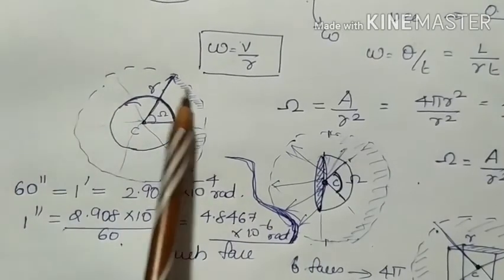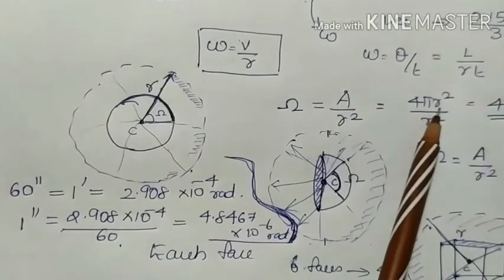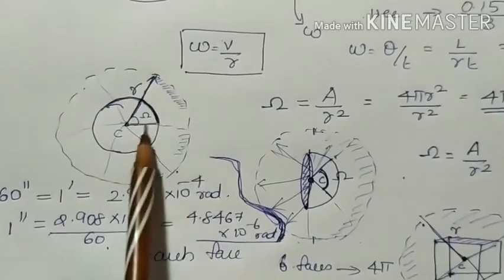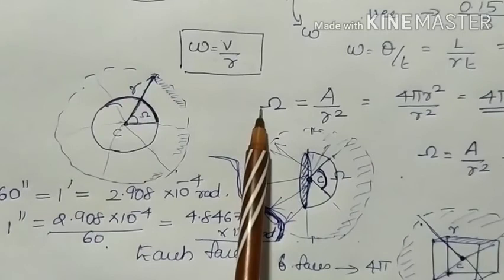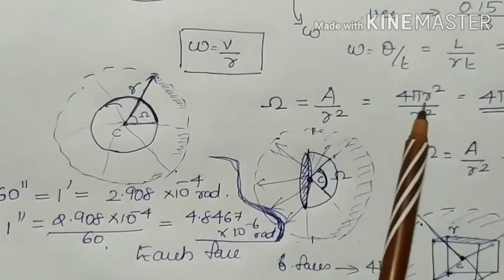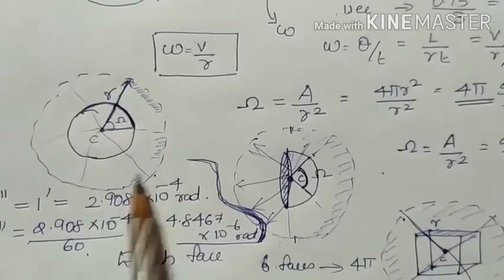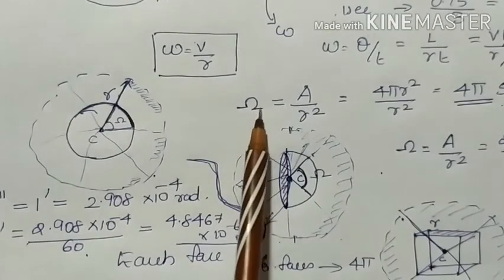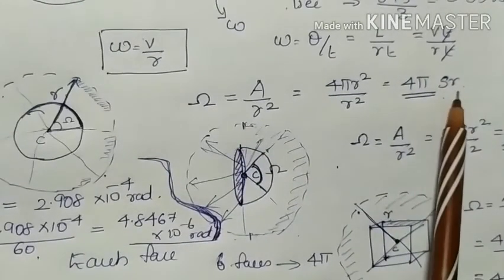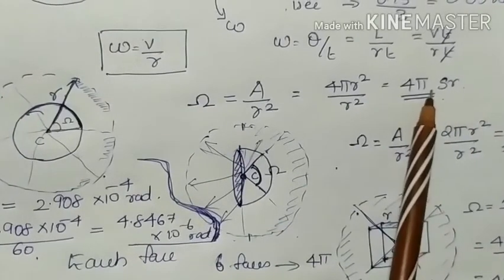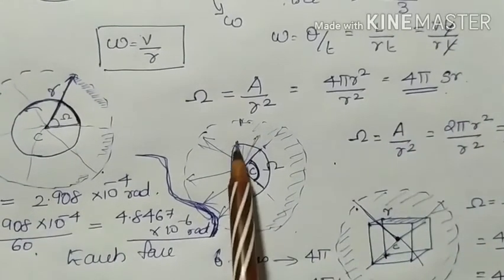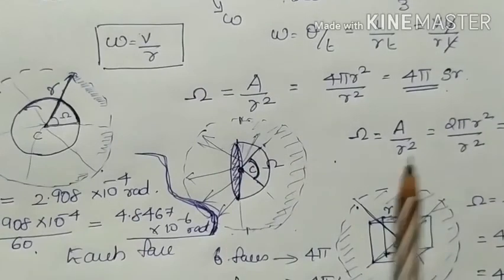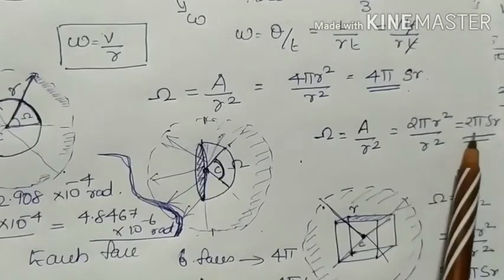Now that shadow has an area of 4 pi r square, so this shadow can be taken for the angle subtended formula, so that A is equal to 4 pi r square, that is the outer sphere, divided by r square. This is the formula of what? Solid angle, and the unit is steradian. So for a single sphere, the angle subtended is 4 pi. Similarly, if it becomes a hemisphere, it becomes half of it, so it will be 2 pi steradian.